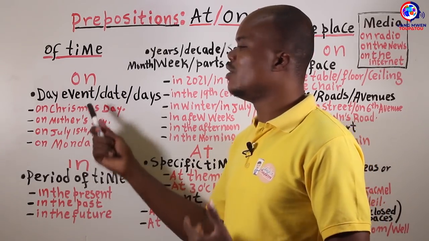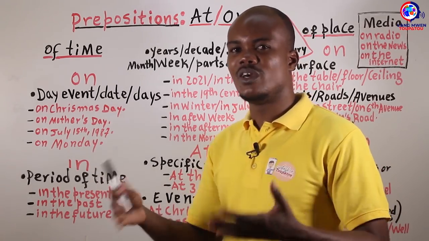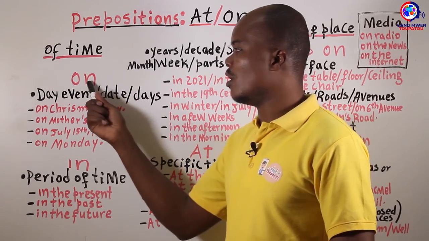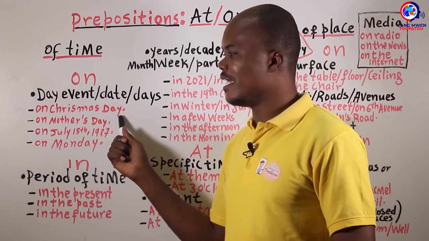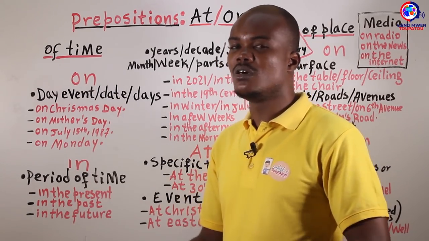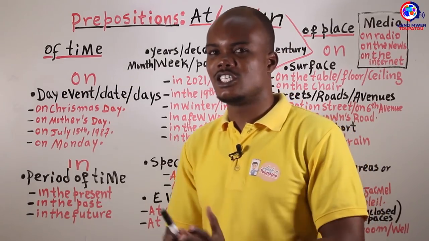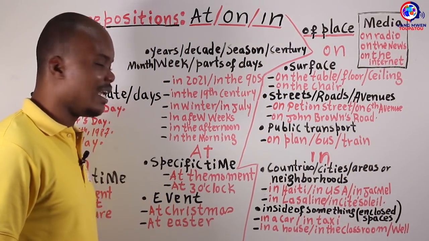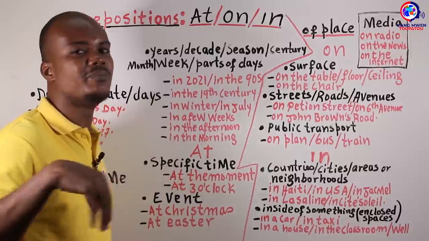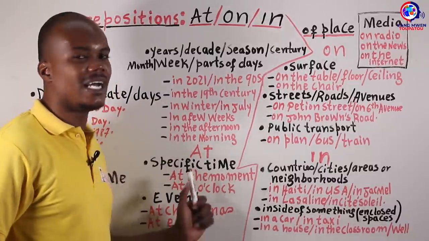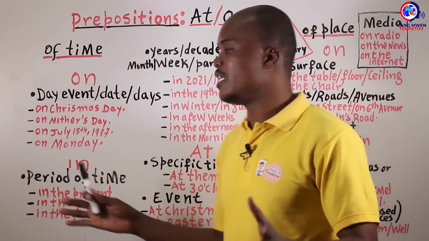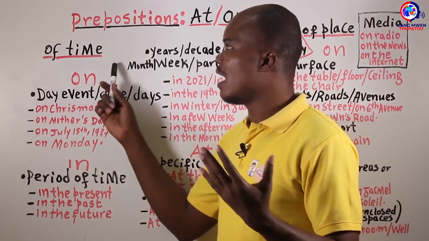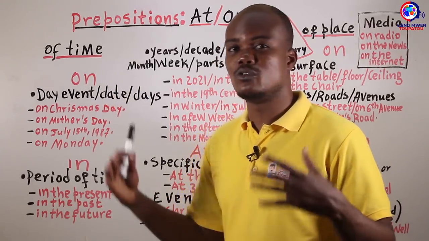Donc, lorsqu'on parle d'un événement, par exemple, la fête de Noël, on utilise la préposition on, like I say on Christmas Day, on Mother's Day. Mais quand on parle de la fête en général, on utilise la préposition at. At Christmas, at Easter. Now you talk about the party, vous parlez de la fête en général. So, I think you understand here prepositions at, on and in as preposition of time, comme préposition de temps.